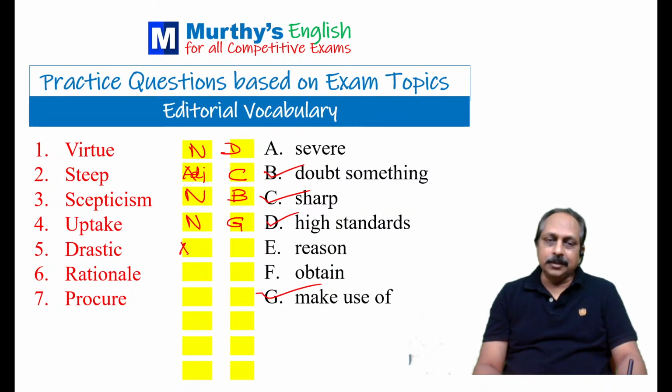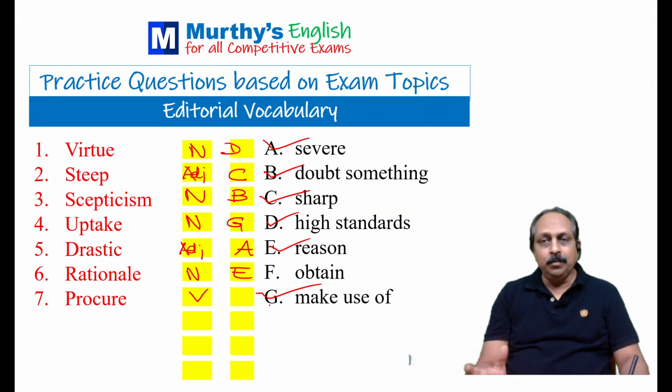Drastic changes, adjective. Drastically used in the editorial, adverb. Drastic changes. Yes, yes, that is true. People will be after you. The most sought after, the most eligible bachelor you become. Drastic means what? Severe. A is the answer. And this is a noun, rationale, means what? Reason, reasons for justification. Procure is a verb. Procurement, noun. Procure means obtain.